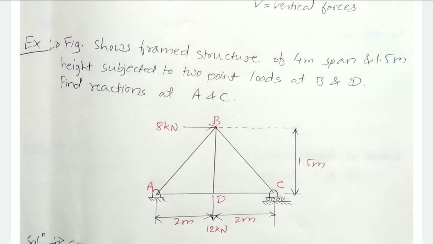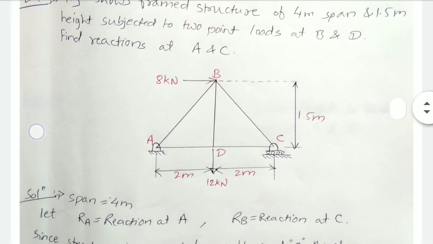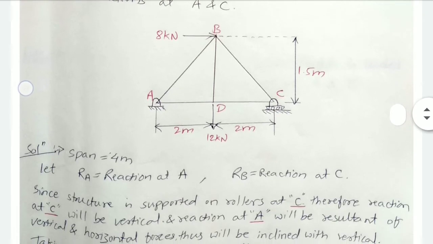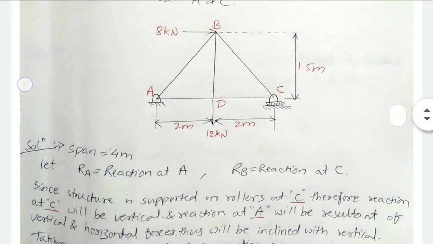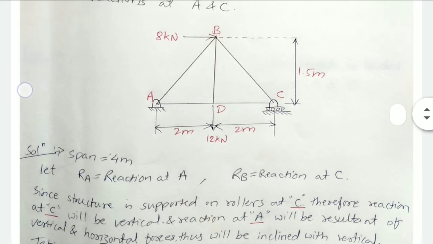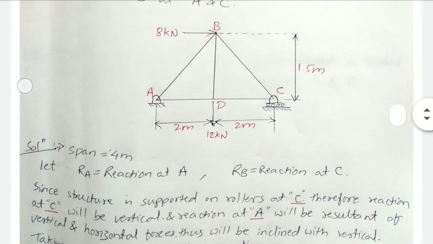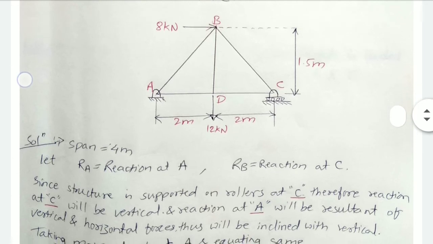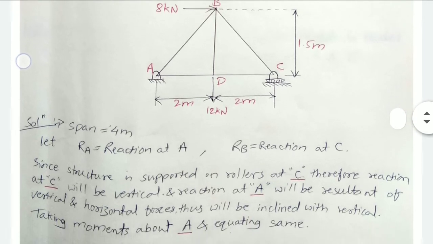Means the distance from point A to point C is 4 meter, and the vertical distance is the height, which is 1.5 meter. So let RA be the reaction at A and RB, sorry, not RB, it is RC, make a correction. So RC is the reaction at C.